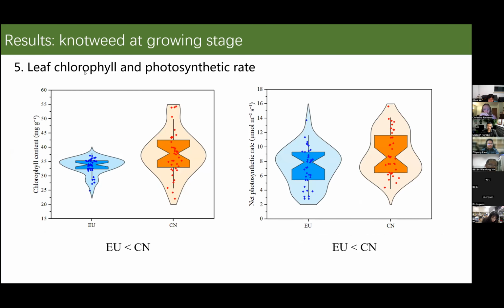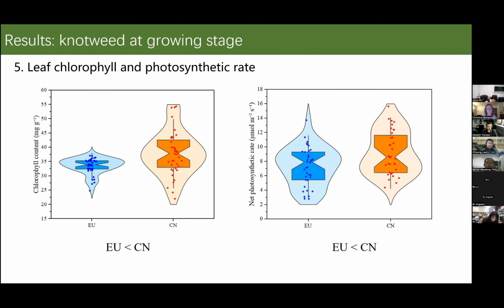This is the leaf chlorophyll content and the photosynthetic rate. I expected that the Chinese population's chlorophyll content is higher than the European population. And this is similar with the photosynthetic rate. The Chinese population photosynthetic rate is higher than Europe.